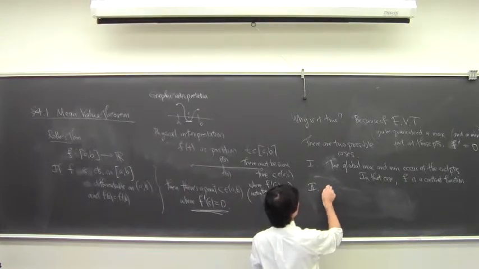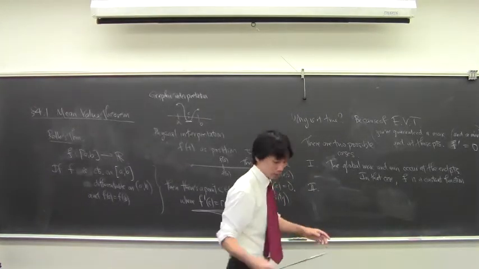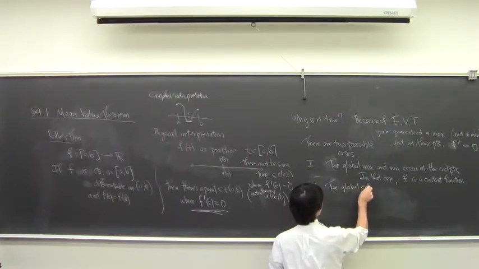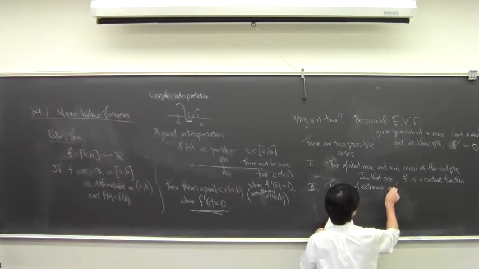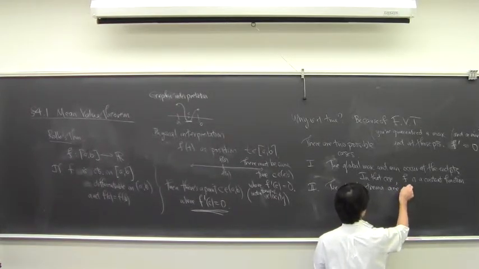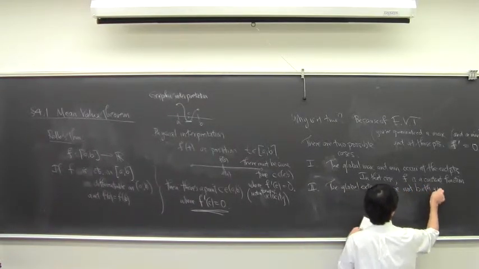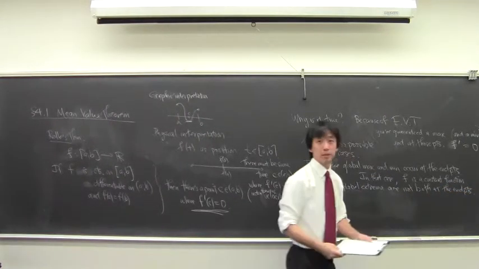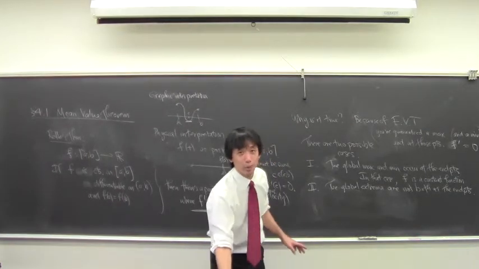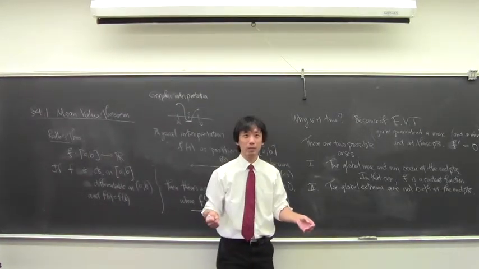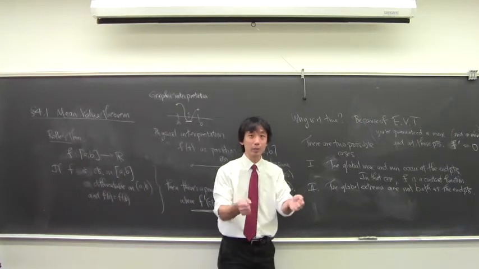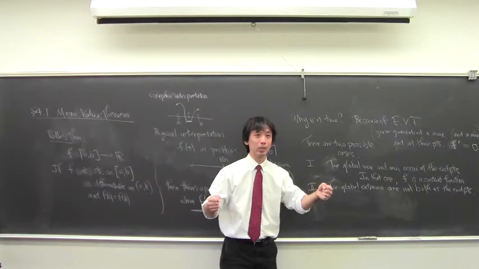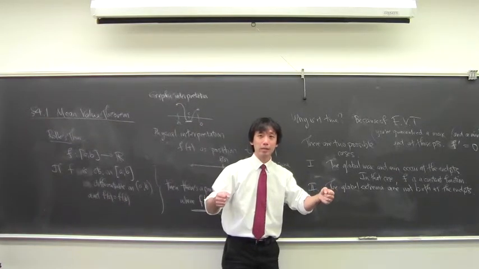Okay. Case 2, the global extrema are not both at the endpoints. So they're not both at the endpoints. Maybe one of them is at the endpoint, but the other one is not. Or maybe they're both not. But in any case, we're not in the case where both of them are at the endpoints. Well, in that case, what happens?